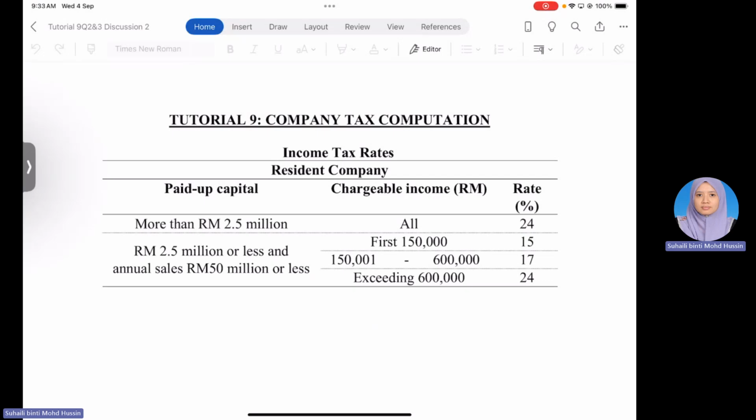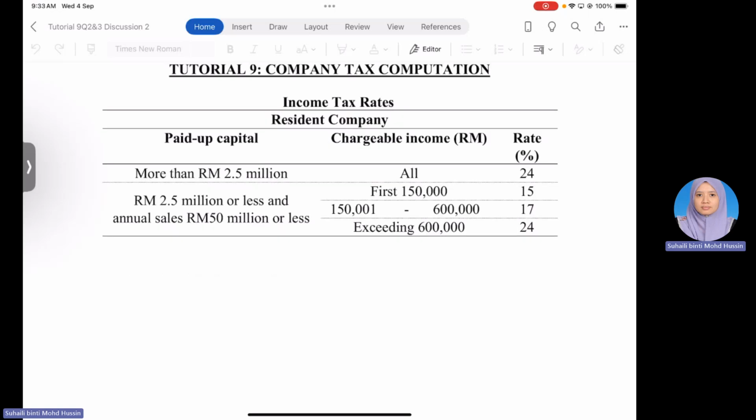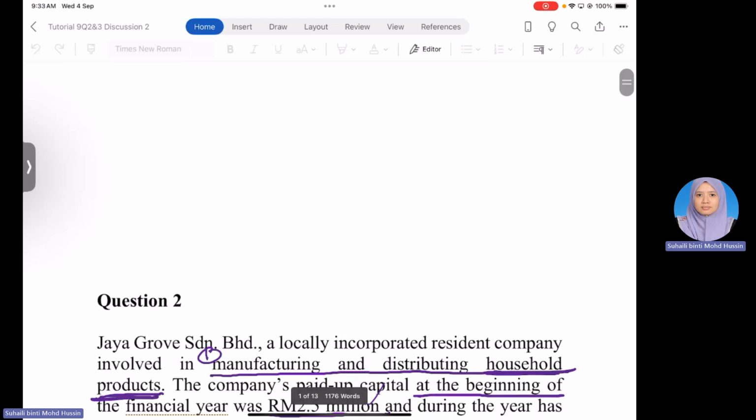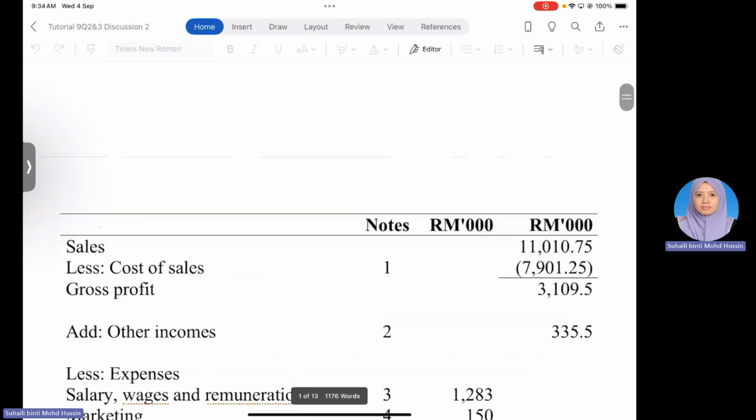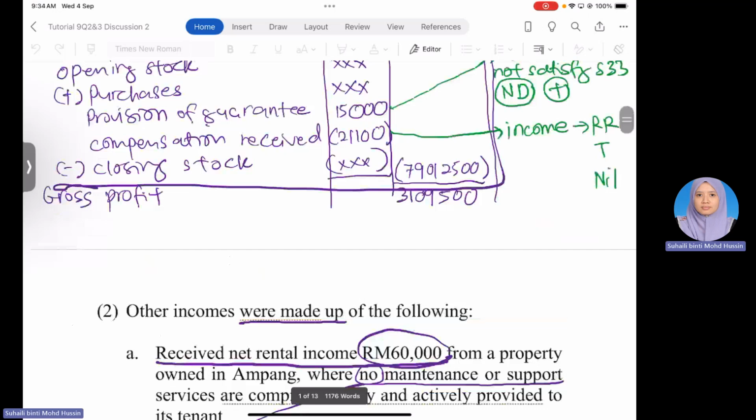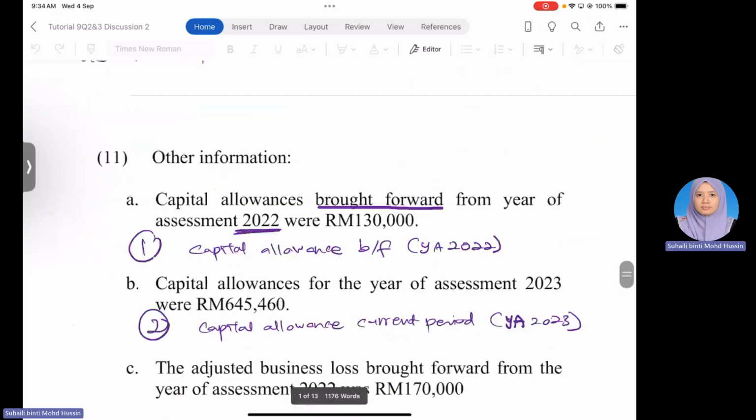Right, so we proceed with tutorial 9, company tax computation. For tutorial number 9, question number 2, the requirement of the question is actually the same as the previous one. Question number 3. So the requirement of the question is the same.